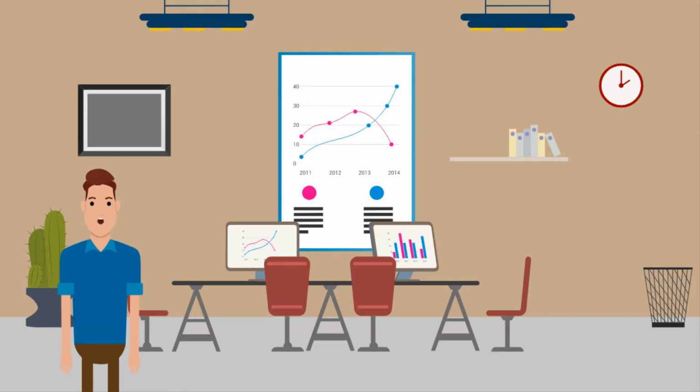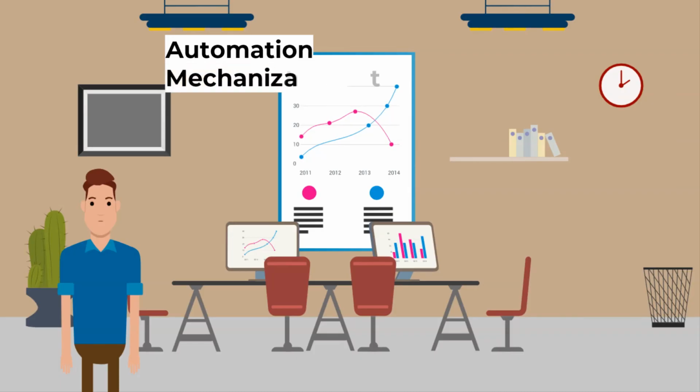Here is a list of technology used in production. Automation. Equipment used in the factory is controlled by computers to carry out mechanical processes, such as spray painting a car body. Mechanization. Production is done by machines but is operated by people.